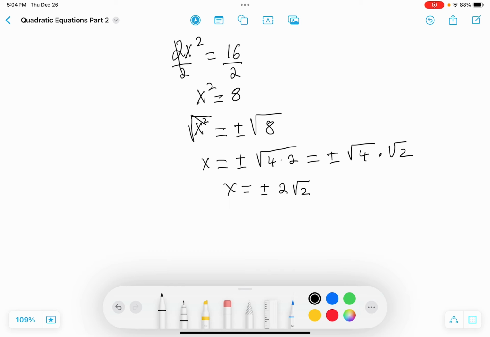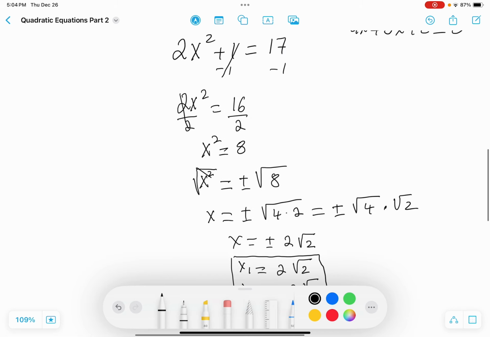So now I found the two solutions. One is x1 equals positive 2 square root of 2. And the other solution is x2 equals negative 2 square root of 2. So those are the two solutions, x1 and x2. And I'm always expecting, when solving a quadratic equation, to find two solutions.